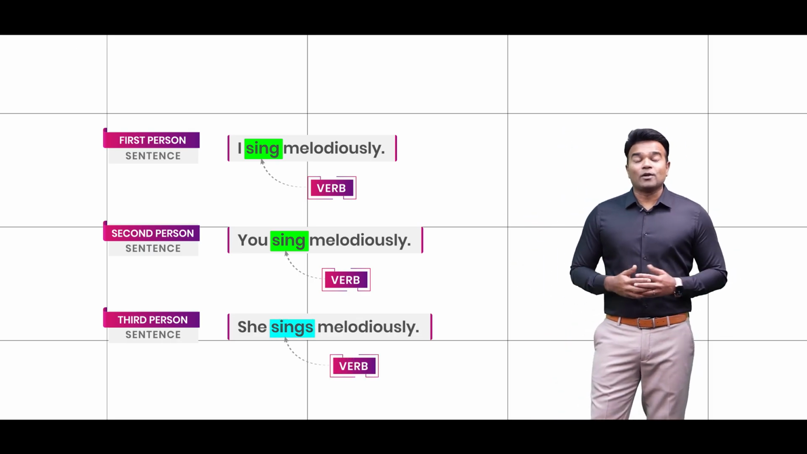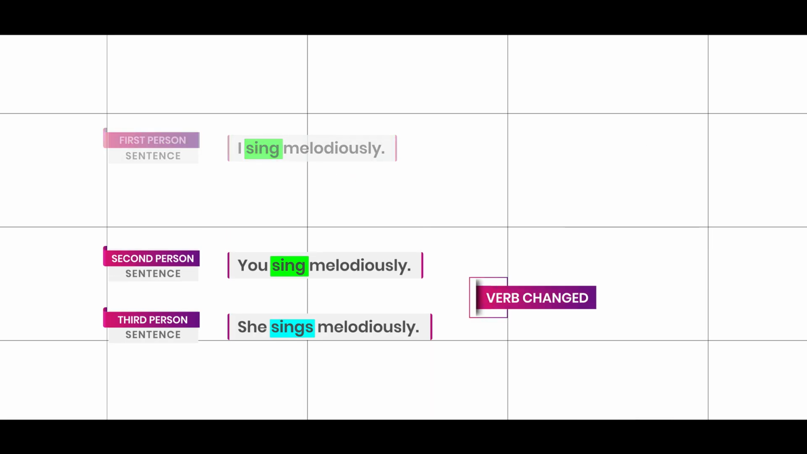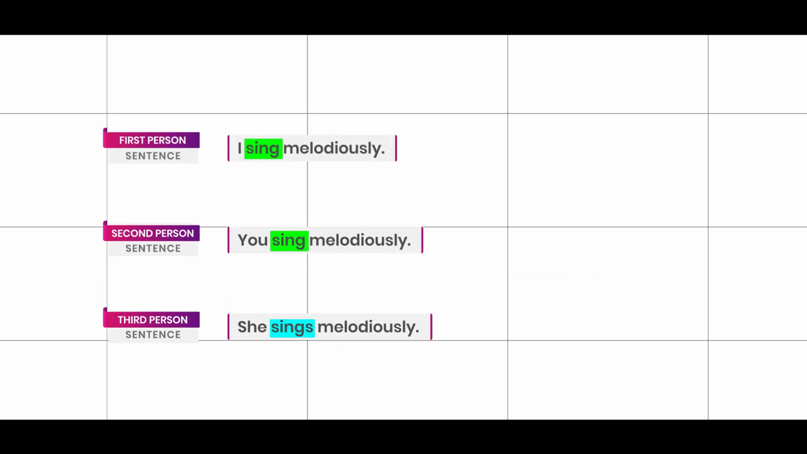In other words, you can notice even in this case that there is a change in the verb whenever you are changing the person from the second person to the third person. You can notice that sing has become sings. In other words, such verbs that reflect a change whenever there is a change in the subject person are also referred to as the finite verbs.